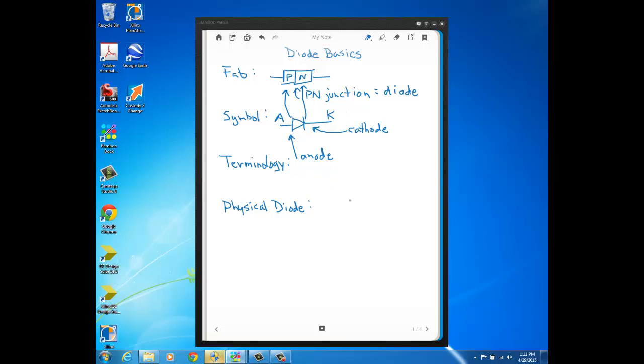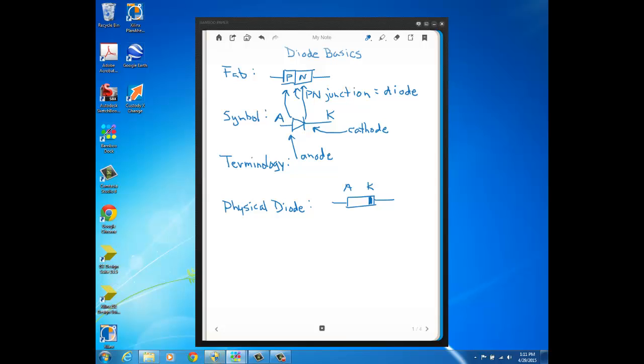Now, a physical diode will always have a marking that indicates the cathode side. So, for example, if you have a diode shaped like this, there'll be a band or some sort of marking on one side, and wherever that marking is, that's the cathode, and therefore the other side's the anode. Alright, so that's just some basics about diodes.